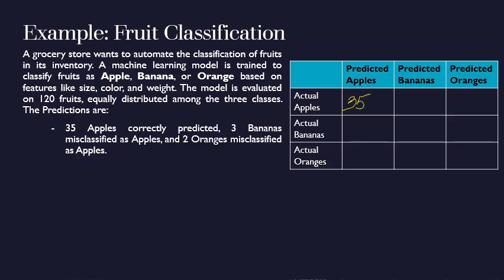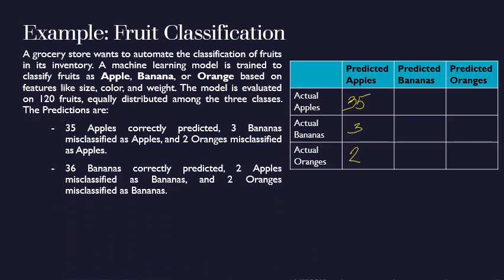And then there are three bananas misclassified as apples. So their actual data are banana, but it was misclassified as apple. So we have here three. And then two oranges misclassified as apple. So we have here two. They are actual oranges, but the model predicted them to be apples.